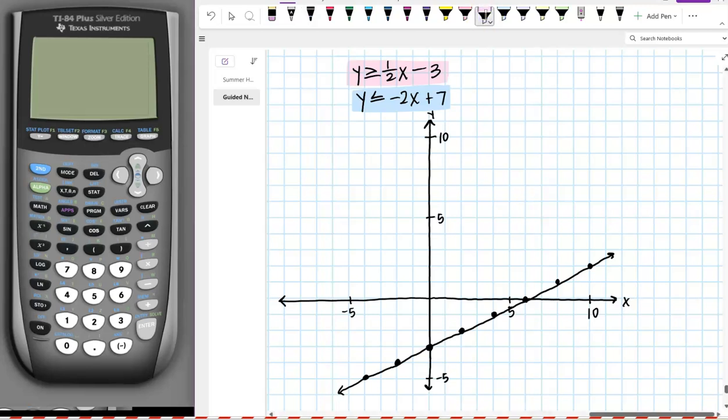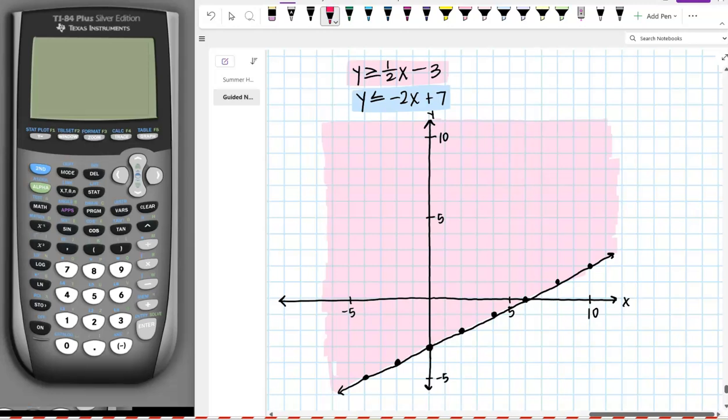And then we also said that we are going to shade above the y-intercept. So what I like to do is look at the y-axis. Here's my y-intercept. I know I want to shade above that. So that means I have to shade everything on this side of the line. I'm going to pause and do that.